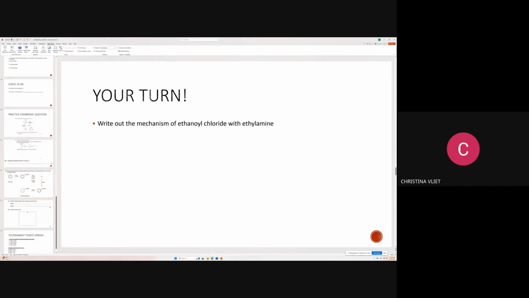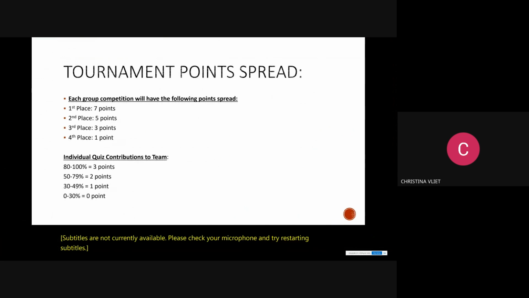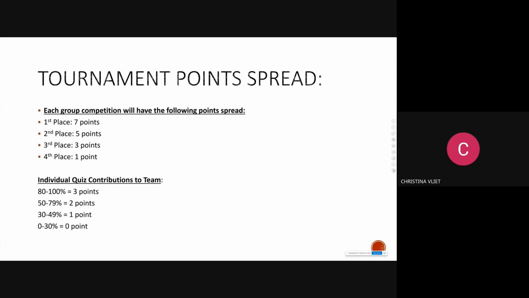Before we begin, and we'll finish these on Monday, here is the tournament points spread. Every group competition, first place gets 7, second place 5, third place 3, fourth place 1. When you have an individual quiz, which won't be yet, I'll let you know the class period before. Then it's points per person.